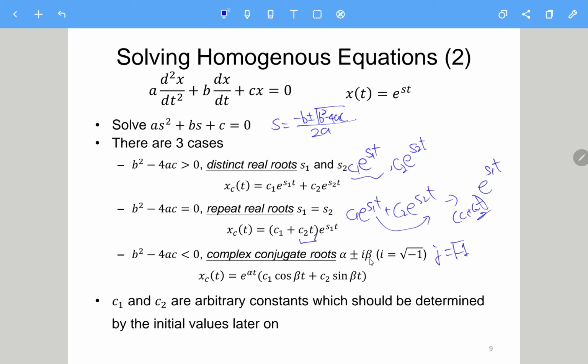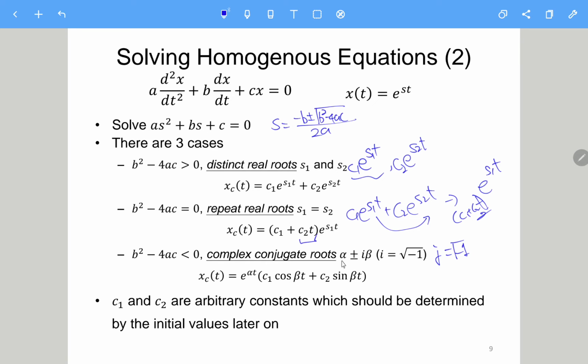So sometimes I would still remember to write I, but sometimes I just use J's. But just take this in mind: I and J are all square root of -1. Okay, so this stuff looks a bit different. It just comes out some trigonometry functions, cosine of beta t, sine of beta t. You might not know why, but one way is to just memorize it. And I'll try to explain why it will be like that.